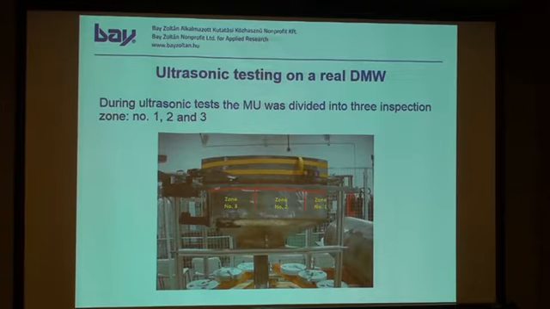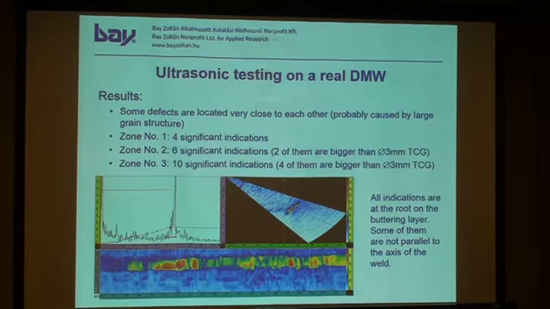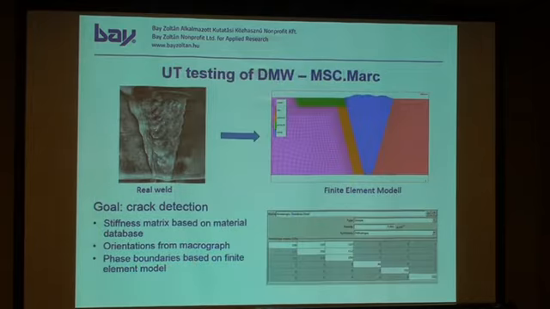In this test, three zones were tested as well, to find the artificial defects. In this case, we looked for artificial defects and to validate the technique. You can see the result of the ultrasonic testing and the real DMV. And there were 4 indications, zone 1 and 6, and 2 and 10 in the third zone.